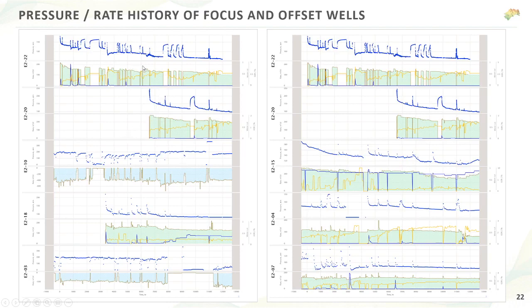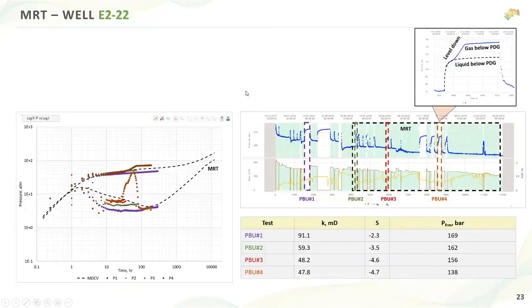Well number 22 has been producing for, I think, about 2 years now, and well number 20 for about 1 year, right? Okay, so first of all, we will try to use the history of the well that has been producing the longest, well number 22. Let's see this history.